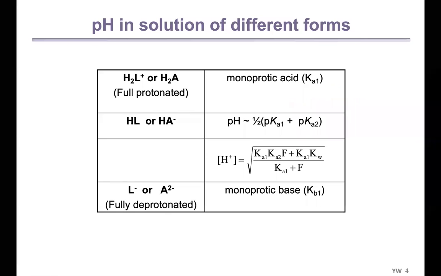Now, the complicated situation is when you have the intermediate form. If you have the intermediate form in the solution, you will have to use this equation for calculating the concentration of protons. And in most cases, you can approximate the pH as half of pKa1 plus pKa2, okay? All right, so next we will go to each case and explain how it works.